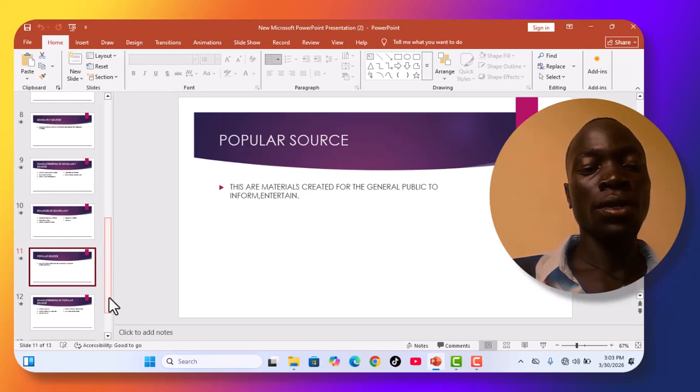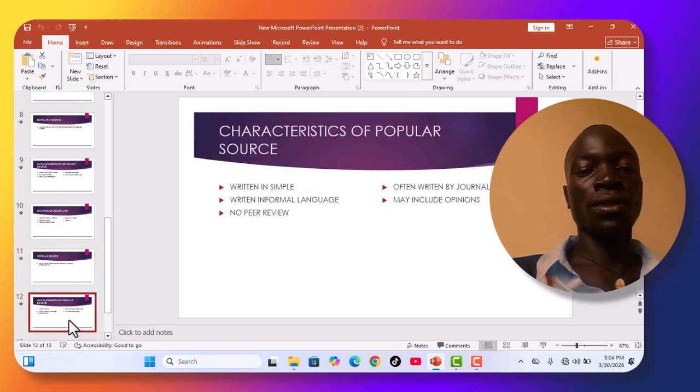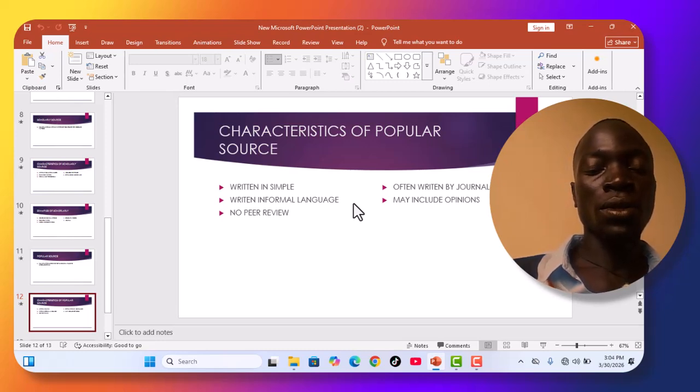So I can take you through the characteristics of a popular source. It is written in simple language, it should be brief to an extent, and the language should be understood by people. It is written in informal language. This informal language helps the local people to understand. It helps people who have not gone to school to also understand, or people who don't understand the particular language you're speaking.